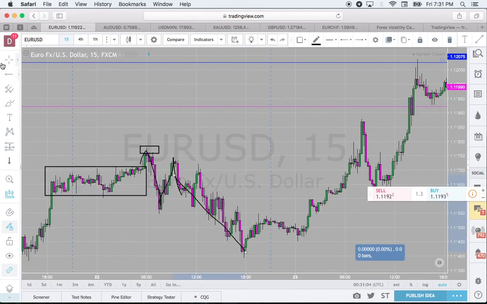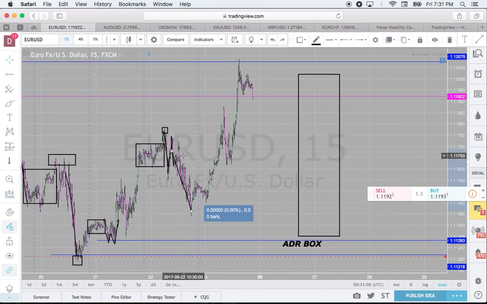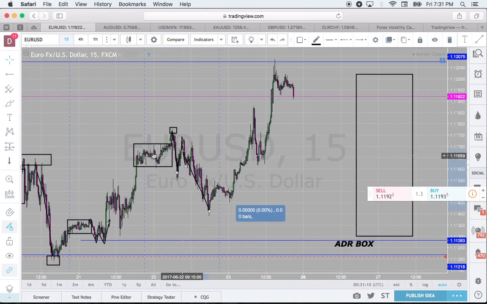Then we know the market created the low here. We know we were going against the trend here. This was just a correction in the trend. So where are we trading? We're trading up. We're buying.